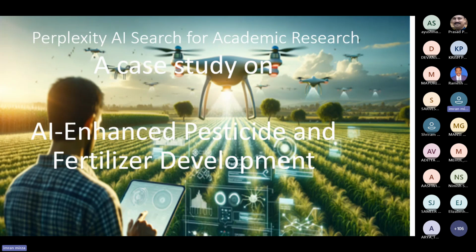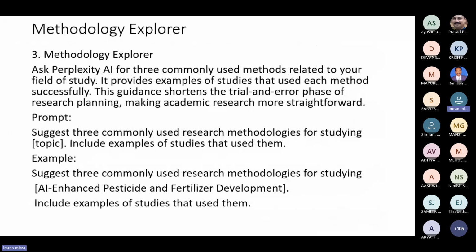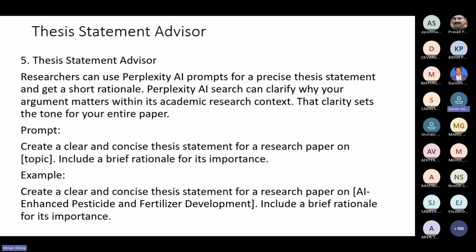So if you want to do Perplexity AI search for academic research and you choose a case study, you can take literature review building as a step and create queries around it. You can have methodology explorer, create queries around it, right? And then you can take citation generator. If you want to have a report and you want to create citations around it, then it can work as a citation generator. And if you want to create a thesis and you have some standard guidelines, feed that guideline to Perplexity, and it can write for you.